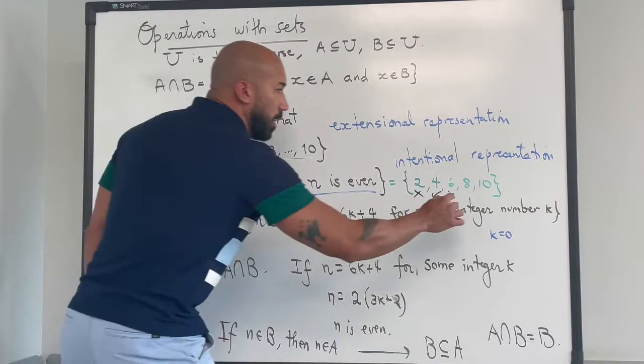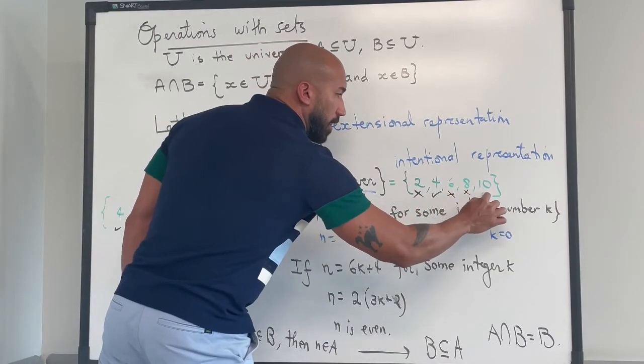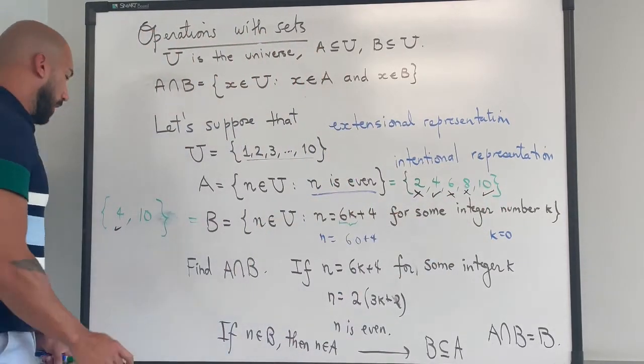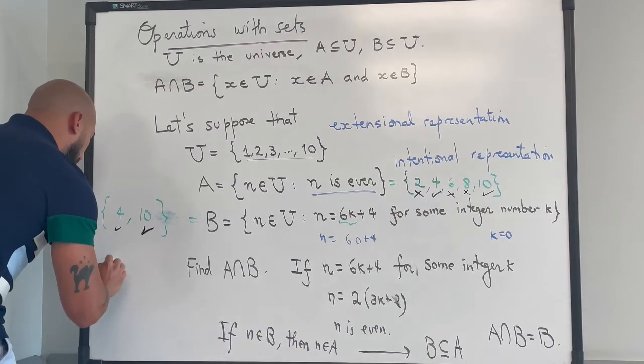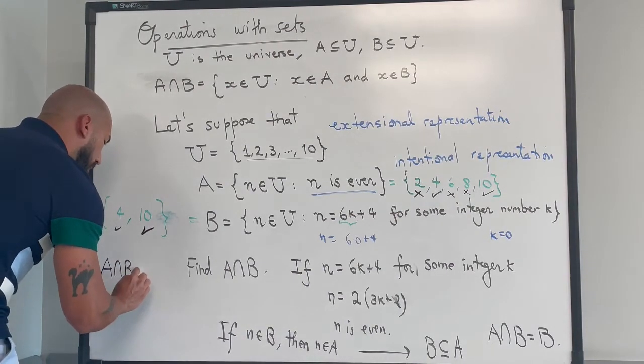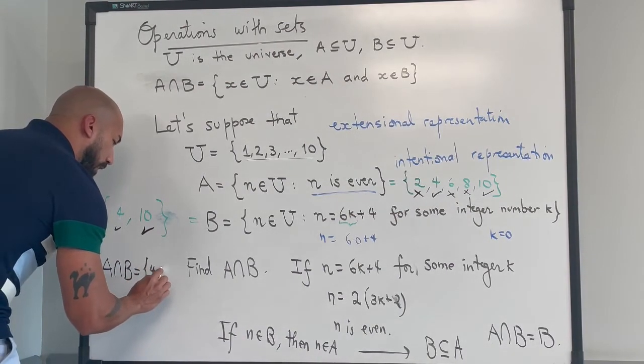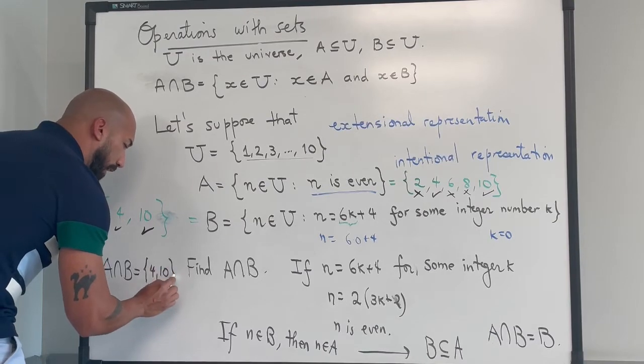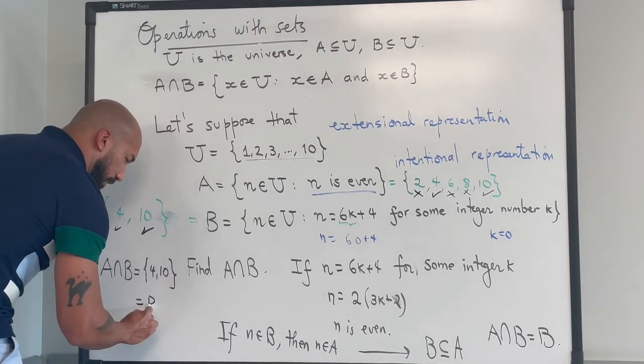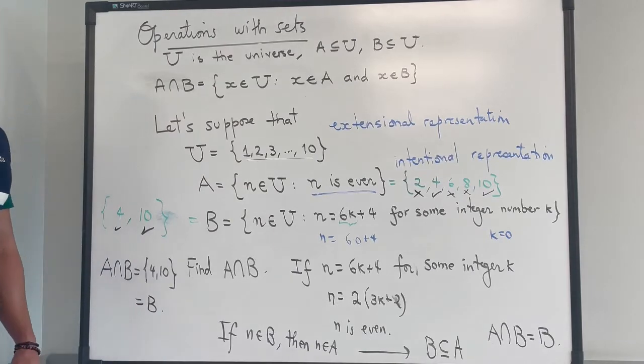8, are you in B? No, so we discard it. 10, are you in B? Yes, and we can see that A intersection B is going to be the set whose elements are 4 and 10, and again, this is exactly the set B. Is that okay?